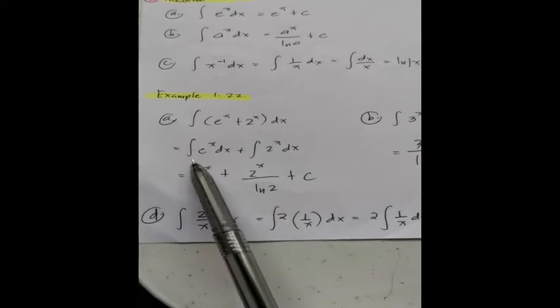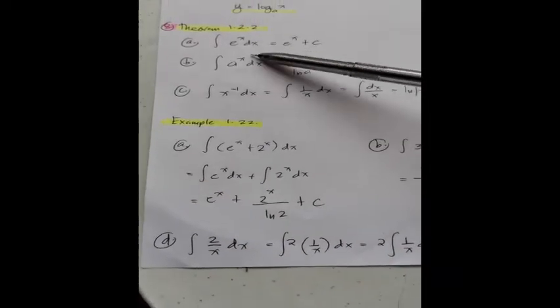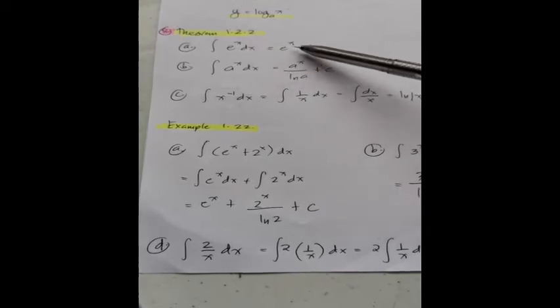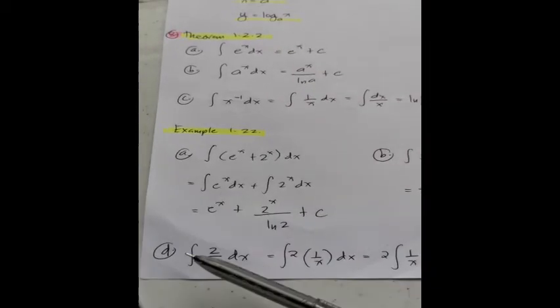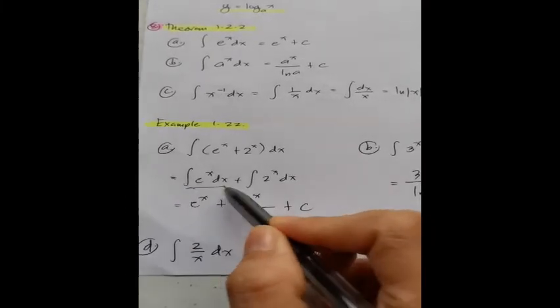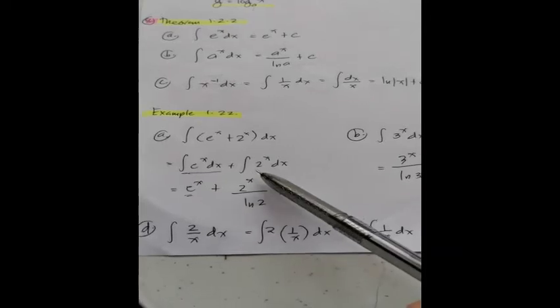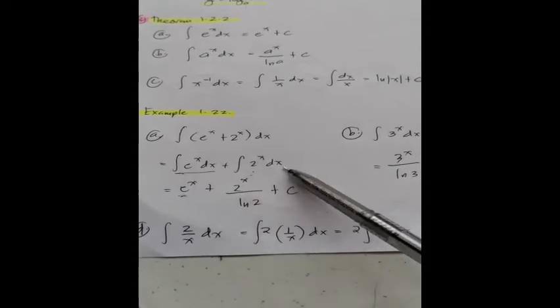Okay, so ibig sabihin, i-apply natin yung theorem A. Etong theorem A, di ba ang integral niya is e to the power of x. So that's why ang integral niya ay naging e to the power of x. And then, eto namang pangalawang term, integral of 2 to the power of x dx.